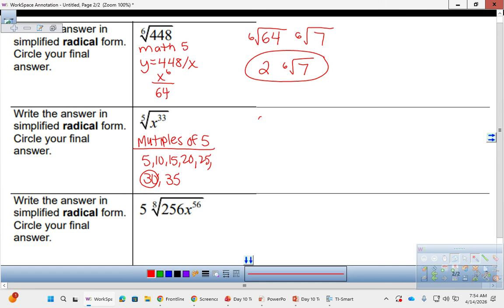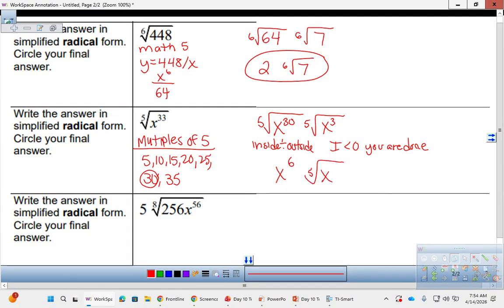So I'm going to split this root up into 30, and then the next one has to be a 3 so that they add together to be 33. Inside divided by outside is going to give us a perfect 6. We just can't forget that there's an x on that. And when the inside is less than the outside, you're going to leave that part alone. So you are done with that root. We're just going to write that as a 5th root of x to the 3rd.